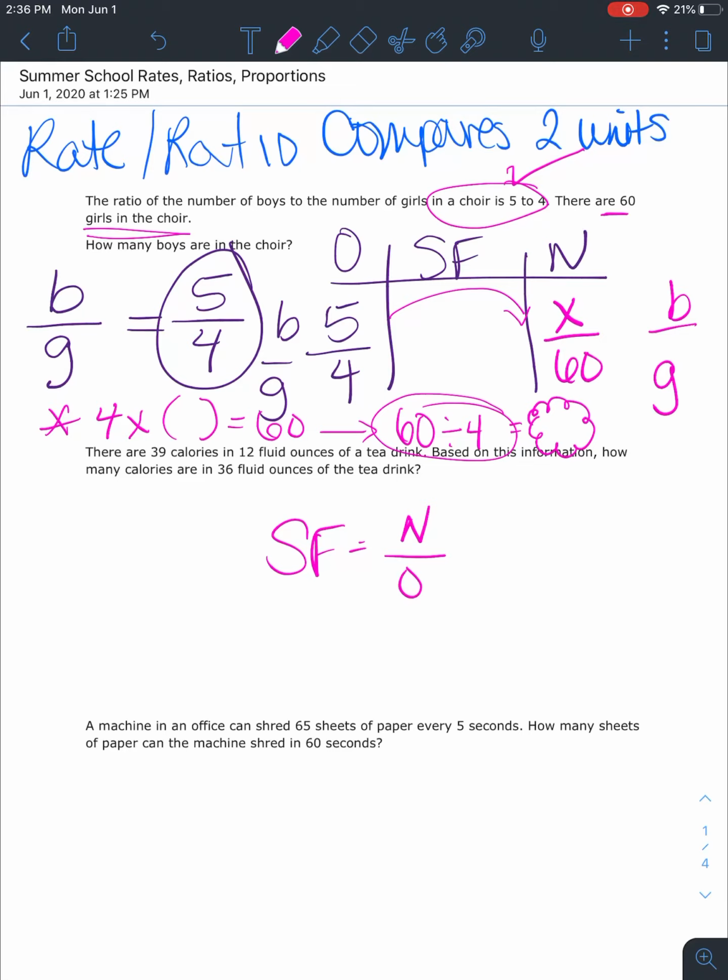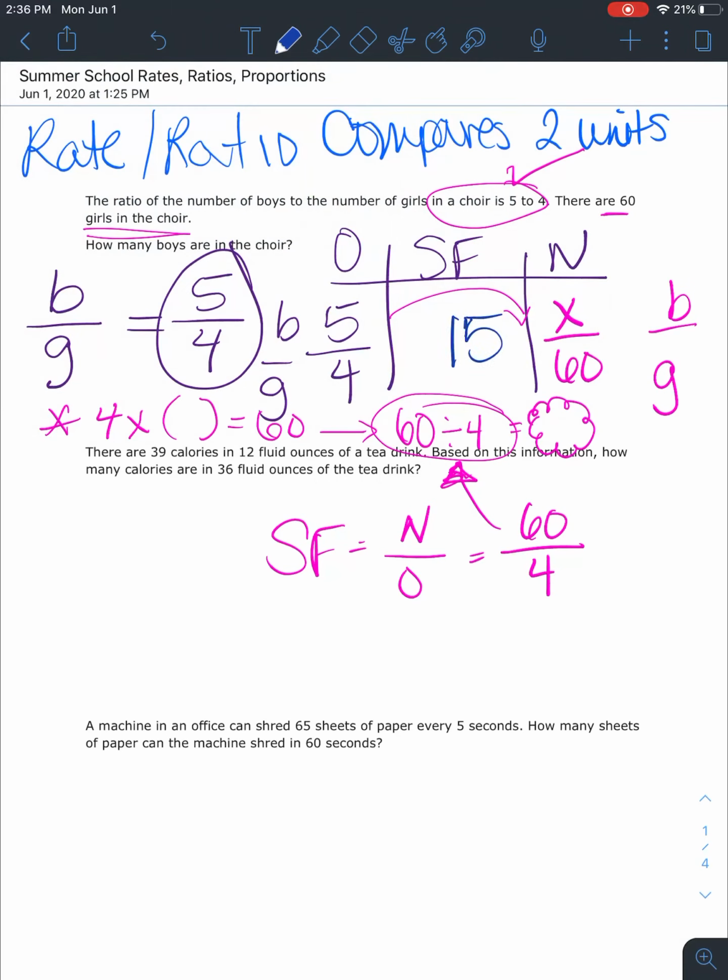Scale factor is when we stack new over old, or new over original. If I go back to my table right here, the new number was the 60 girls, and originally I had 4 girls. That's why we divide right here. Sometimes we can look at that and we know what numbers should get there. In your calculator, or maybe you already know this, we're going to do 60 divided by 4, and 60 divided by 4 is 15.